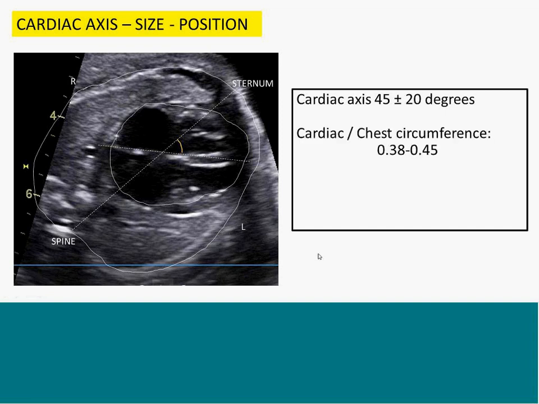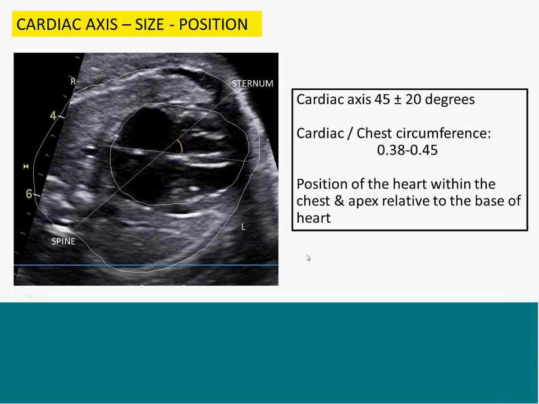Now, the size can be measured by measuring the diameter, or the circumference, or the area. Usually, the ratio is less than 0.45. On average, most of the measurements range from 0.35 to 0.45. If it's more than 0.45, it is abnormal. If it is less than 0.35, also it is abnormal.